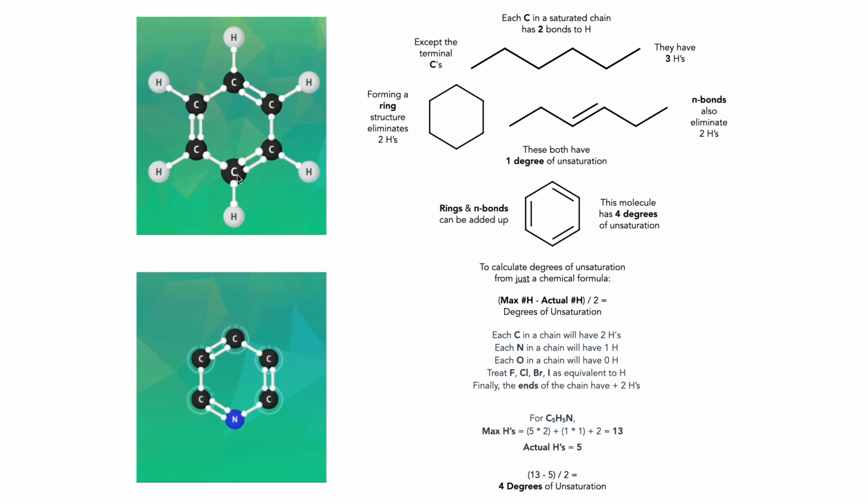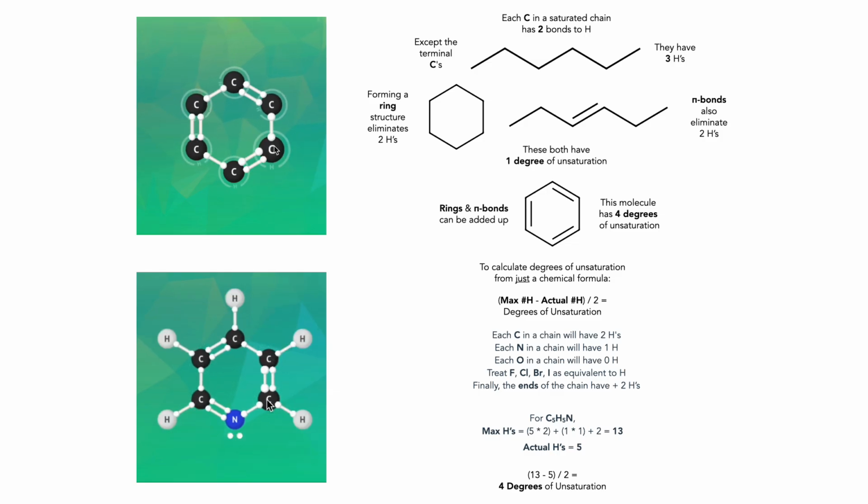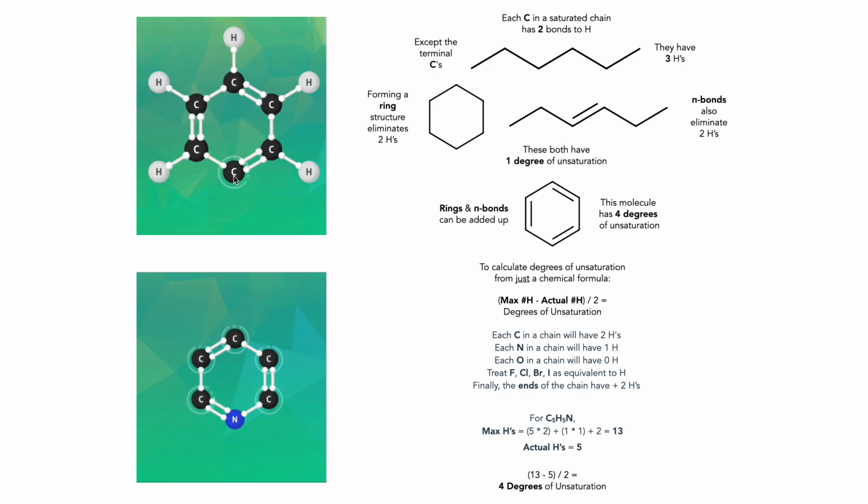Okay, so in order to calculate degrees of unsaturation from just looking at the chemical formula, we are taking the maximum number of hydrogens that we could possibly have, and we are subtracting it from the actual number of hydrogens in the structure, and then dividing by 2 to get the degrees of unsaturation. So again, carbon inside a chain, not terminal carbons, will always have 2 hydrogen atoms bonded to it.